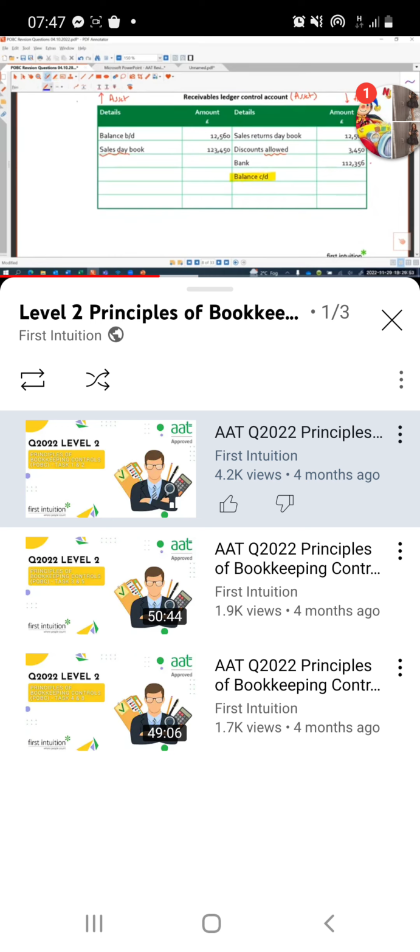How do I work that out? Maybe to remind me, how do I find that balance carried down figure? Maybe you would like to work it out for me. Pop your answer in the chat box when you've got one.